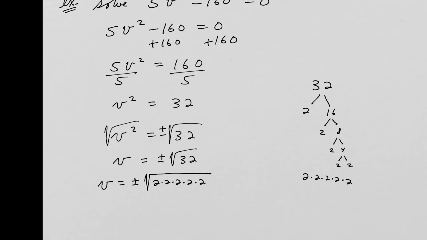But a pair of 2's can come out as a single 2, right? It's like saying the square root of 4 is 2, so that comes out as a 2, and this one will also come out as a 2. So this is going to be plus or minus 2 times 2, and left inside I just have 1, 2. So my final answer would be v equals plus or minus 4 times the square root of 2. And you should always simplify it. Instead of leaving it as square root of 32, simplify it to 4 times square root of 2.